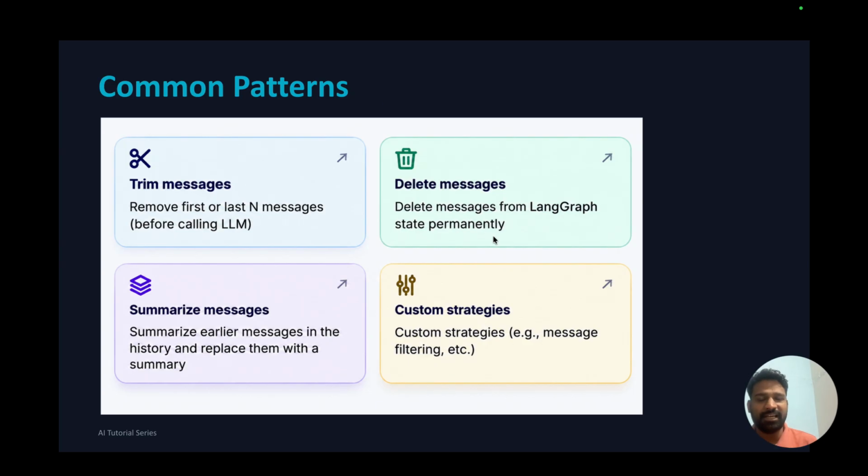And you can implement the delete messages in the same way as we implemented the trim message, and you can define your own strategy also. These patterns help us reduce the context that we send to the LLM. It's very important, as every LLM has a finite context limit. We cannot always send the whole message history.